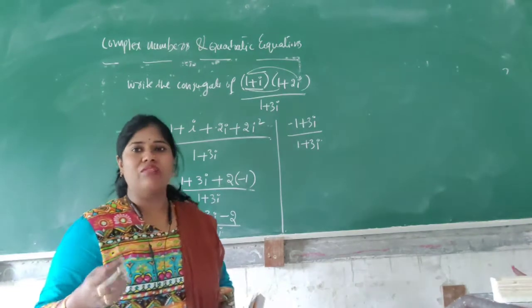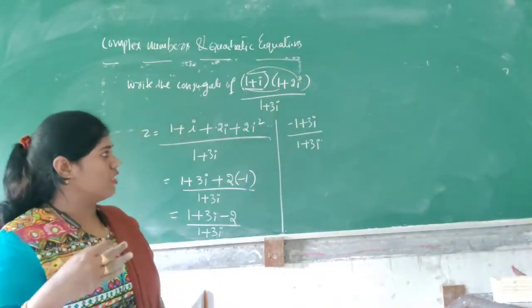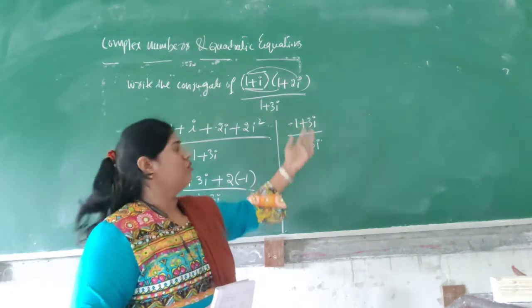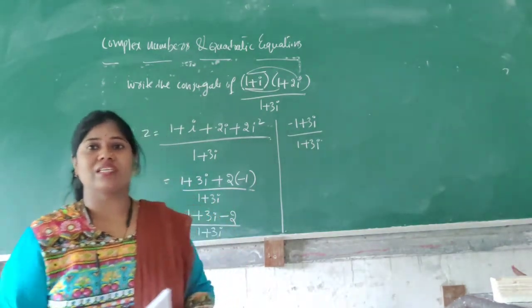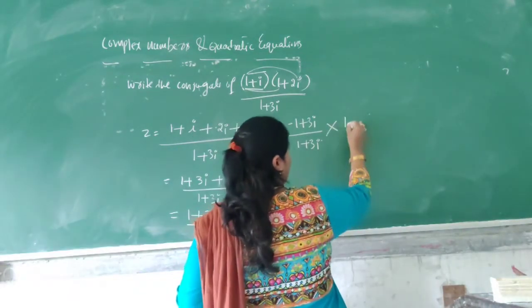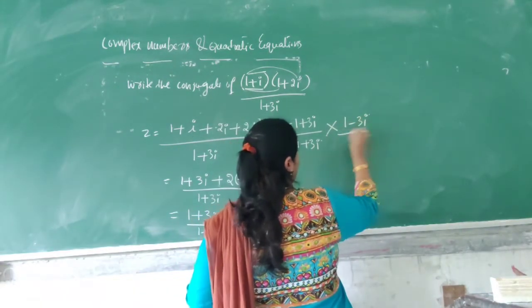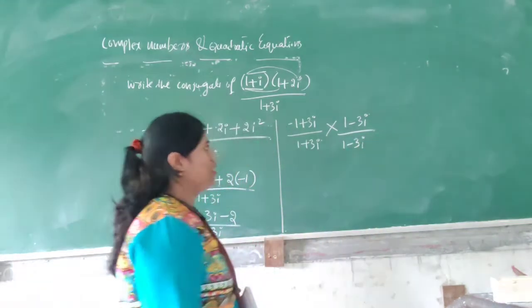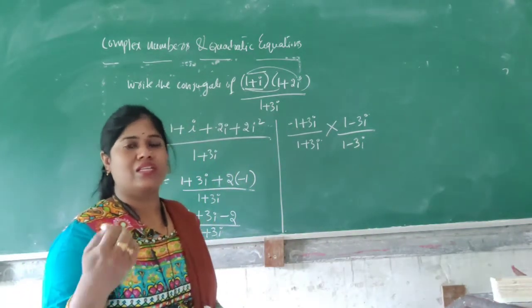Is it enough? No. If it comes as a fraction, okay, we need to rationalize the denominator. What is rationalizing the denominator? Multiply by 1 minus 3i divided by 1 minus 3i. This is rationalizing the denominator.